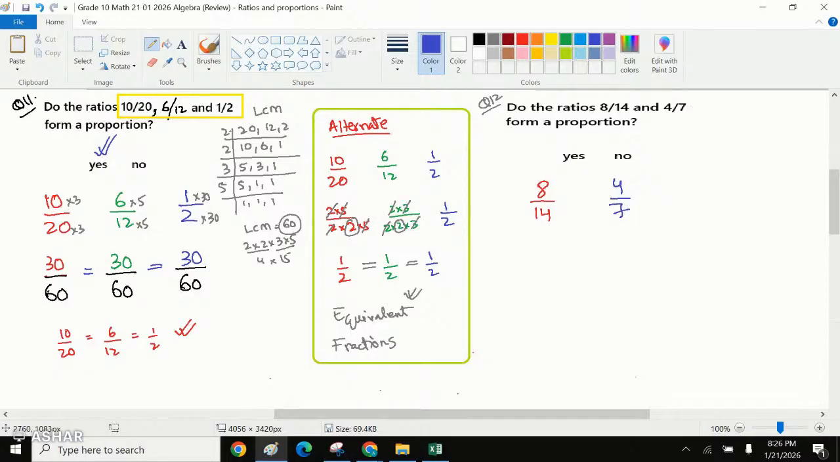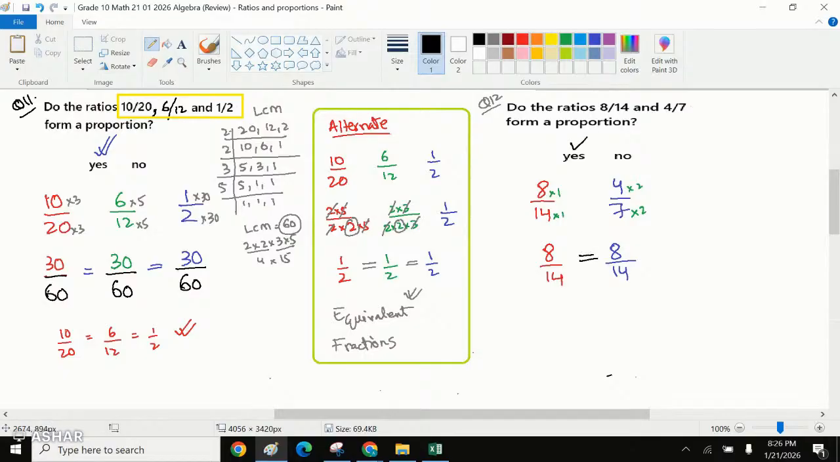7 is a smaller number. That means in order to make 7 a 14, we multiply by 2. 2 times 2. This is times 1 and times 1. That means no change in 8 upon 14. And this becomes 4 times 2 is 8, 7 times 2 is 14. So we can say, yes, they are equal.